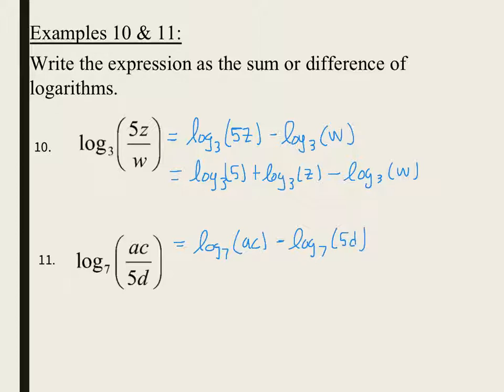And now I'm going to apply the product rule. So I'm going to get the log 7 of A plus log 7 of C minus log 7 of 5 minus log 7 of D. Sometimes I will write log as LG and distinguish between LG and LN. It's just a simpler way of writing it.